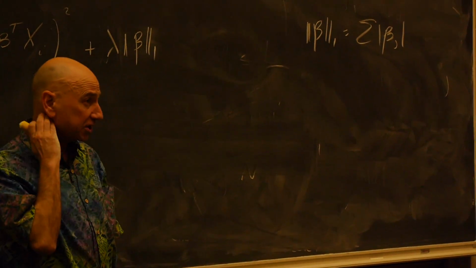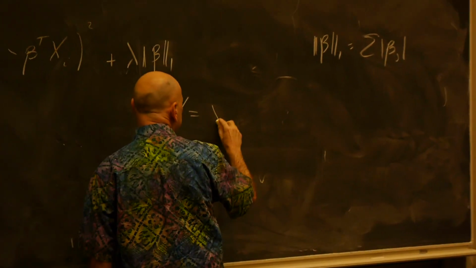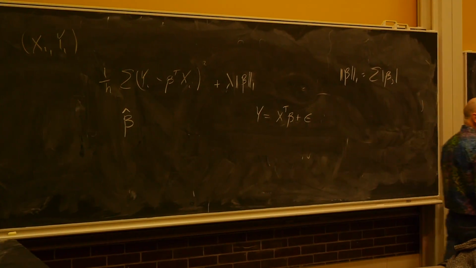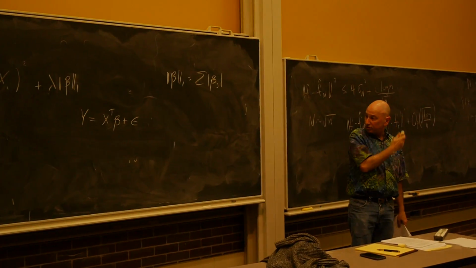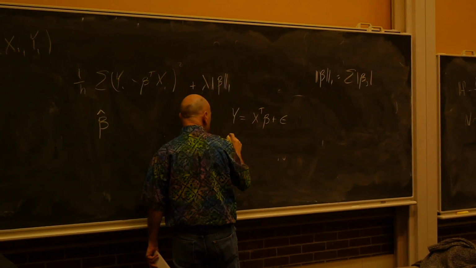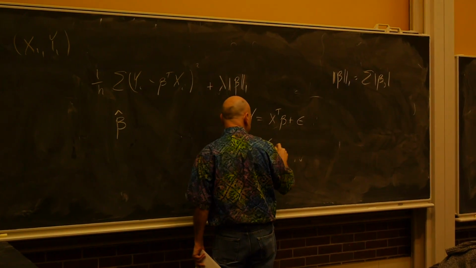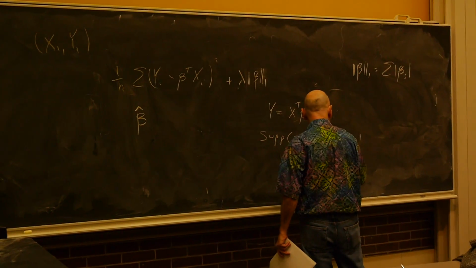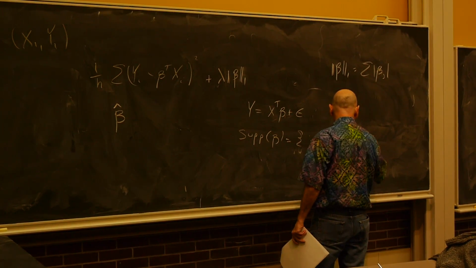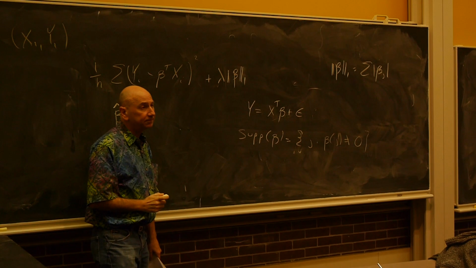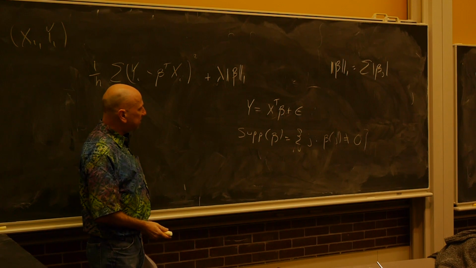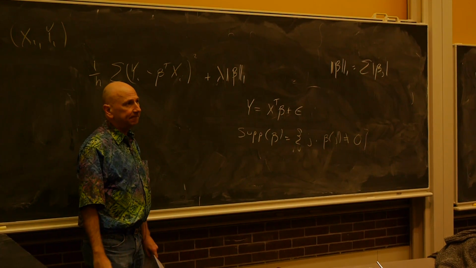Suppose that the true regression function is linear. So suppose y is equal to, and suppose that the true beta is sparse, which means that there's a lot of zeros here. So in that case, we can talk about the support of beta, which is simply the set of j's for which beta j is not equal to 0. Those are the non-zero betas. So sparsity, at the very least, means the support is not all of 1 to d.